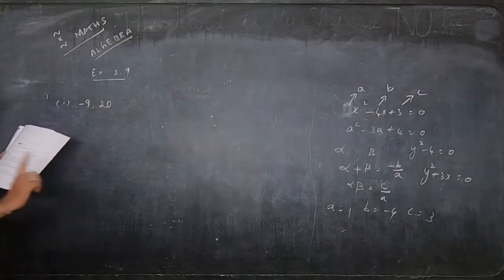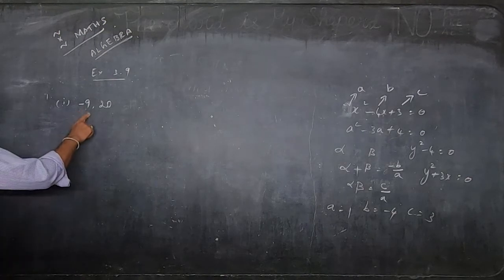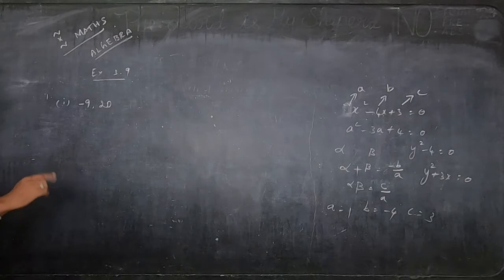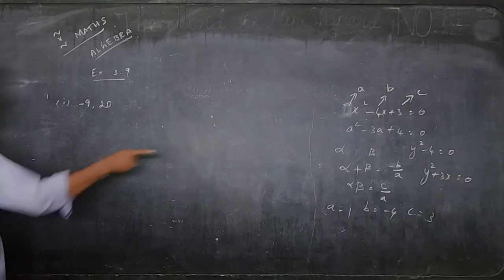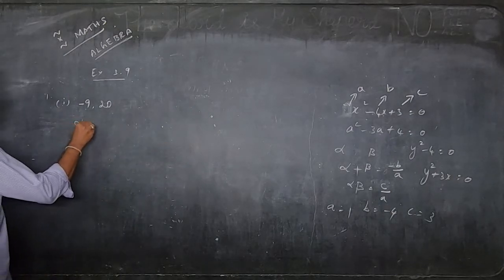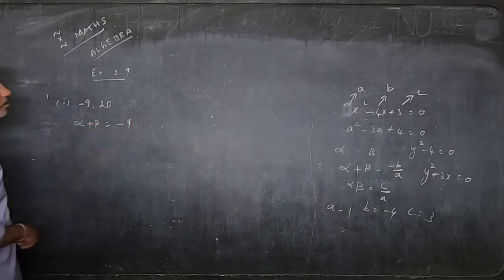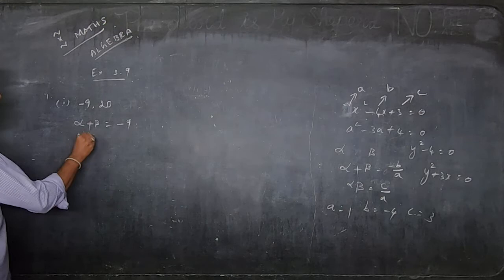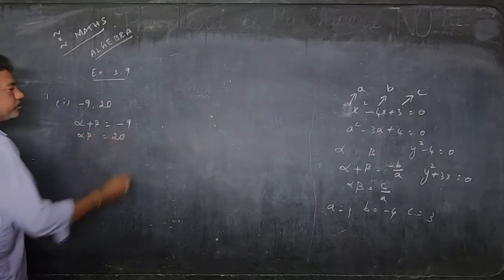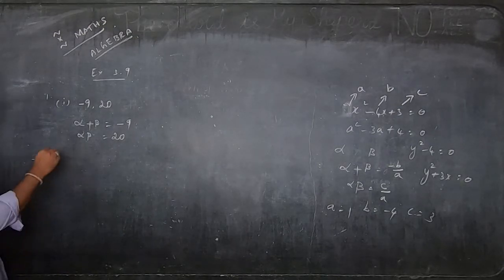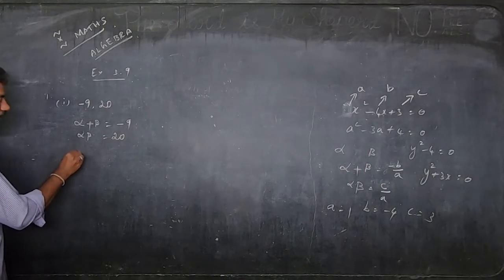They have given the sum of roots and the product of roots, and asked us to find the equation. Sum of roots, alpha plus beta, is minus 9. Product of roots is 20. Now we have to find the equation. How do we find the equation?